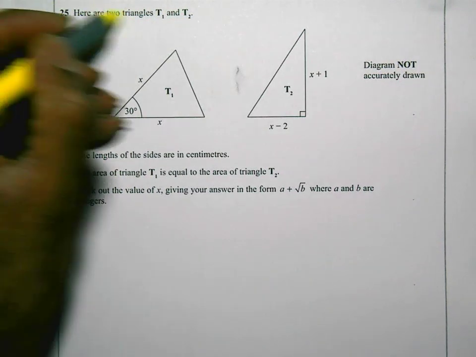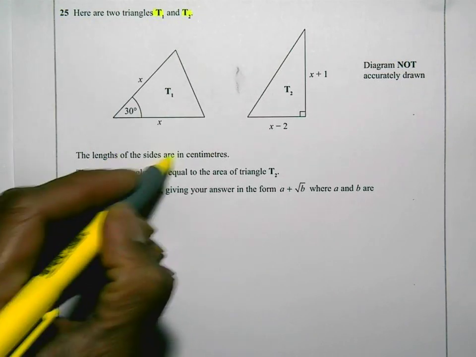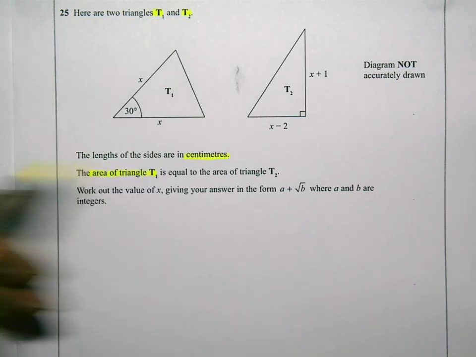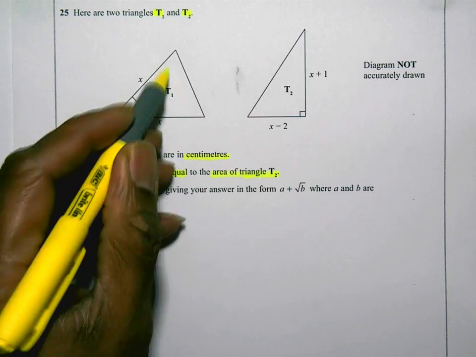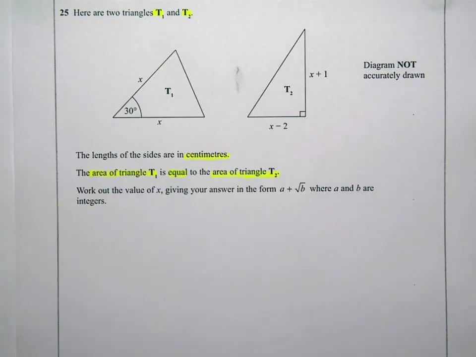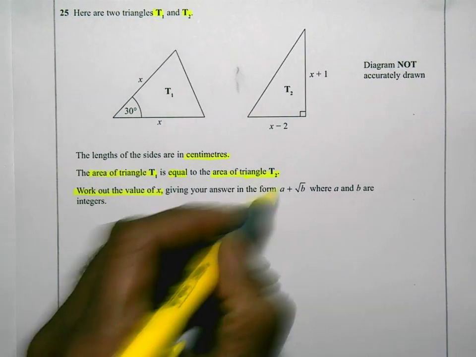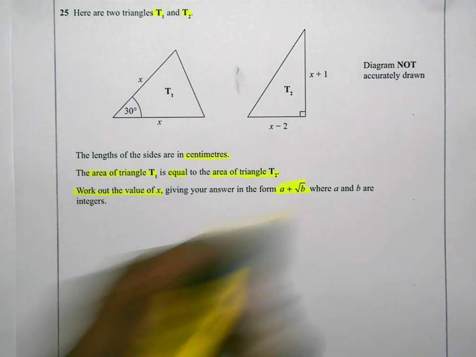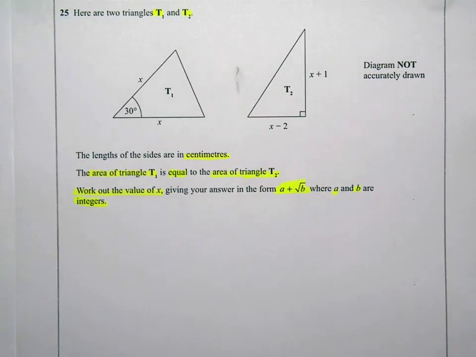Here are two triangles, T1 and T2. The lengths of the sides are in centimeters, so everything's in centimeters. The area of triangle T1 is equal to the area of triangle T2, so the area of both these triangles is exactly the same. Work out the value of x, giving your answer in the form a plus root b, where a and b are integers, where a and b are whole numbers.